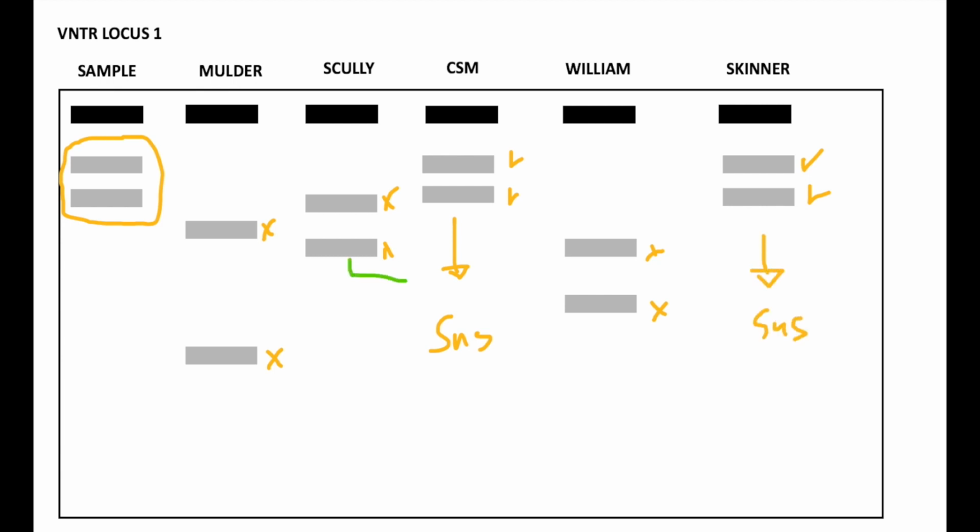We can also see that William and Scully both share a VNTR allele, which means that Scully is William's mother. William needed to have inherited this banding allele from Scully. His other banding allele would come from his father, who is not pictured here.